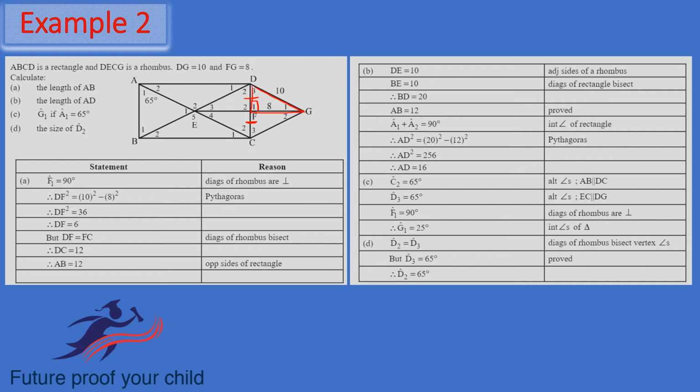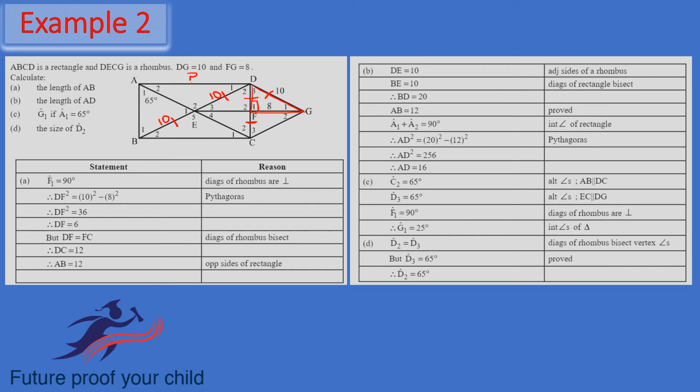Right, question B says, determine the length of AD. So now, if I have to determine this length over here, I say DE is equal to 10, adjacent sides of a rhombus. So I already know that that is also 10. Now BE will also be 10 because the diagonals of a rectangle bisect. So that tells me that BD is therefore 20. So if that's 10 and that's 10, it gives me 20.